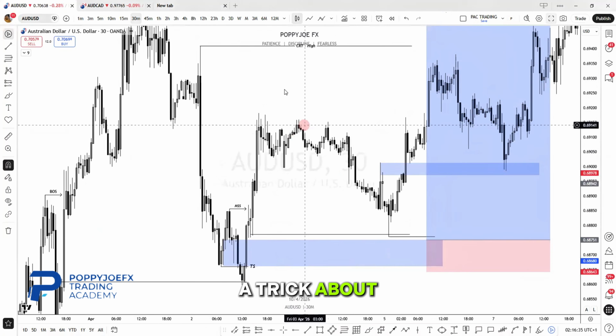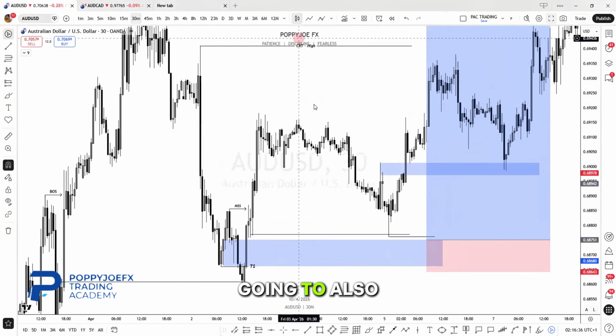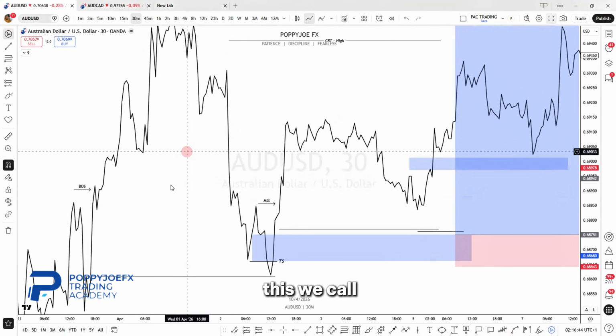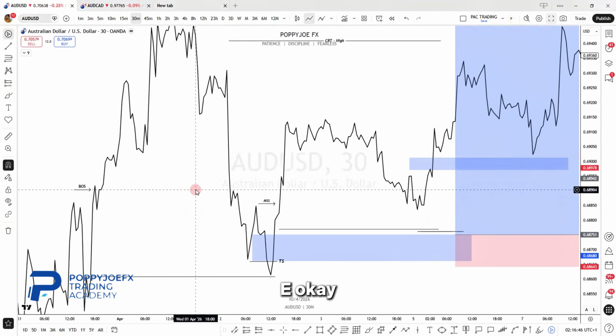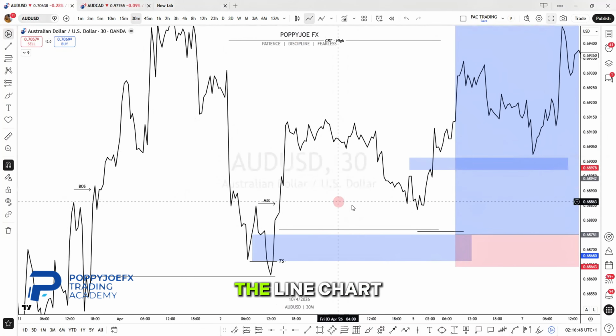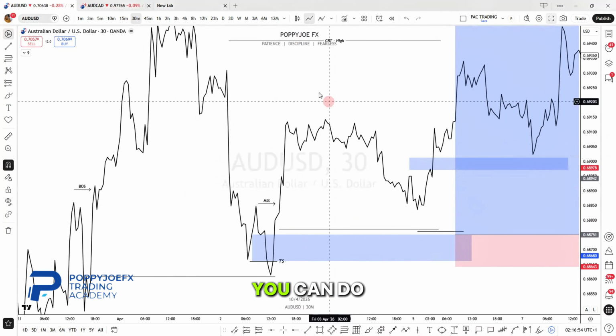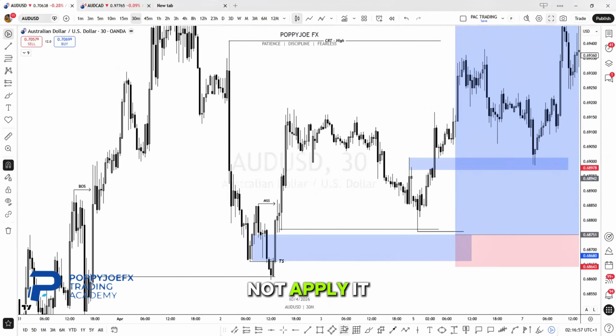First, the trick about OTE that you are going to also learn now is you don't apply the OTE on the candlestick chart, apply it on the line chart, right? If you are using this, we call it ICT OTE. So you are going to apply it on the line chart. That's the one that gives the true body, right? You are not using it on the wick, but rather on the body. You can do that even right from here, but you would not apply it from wick to wick. It will be from body to body.